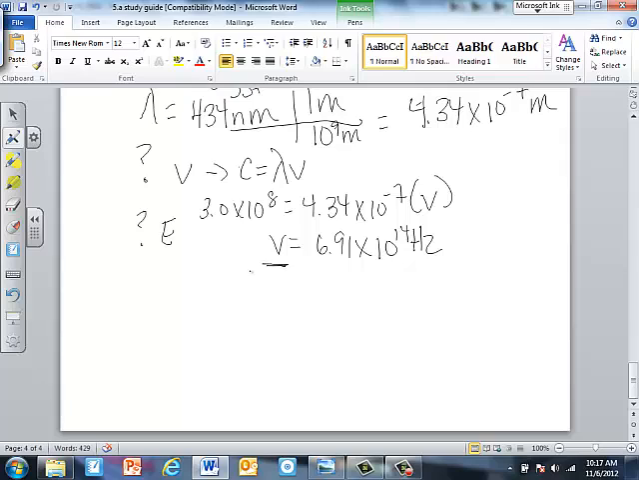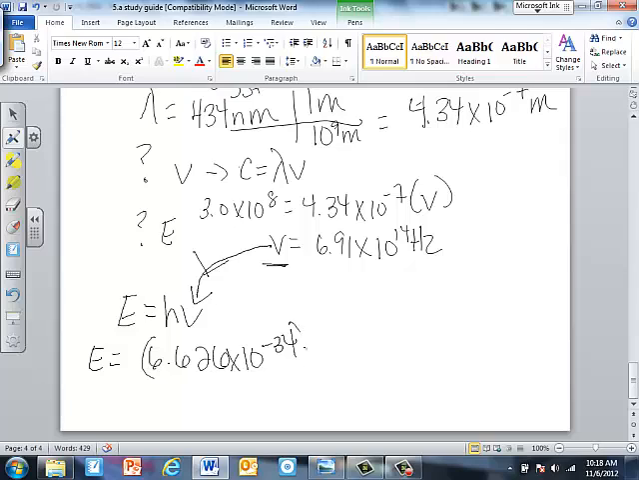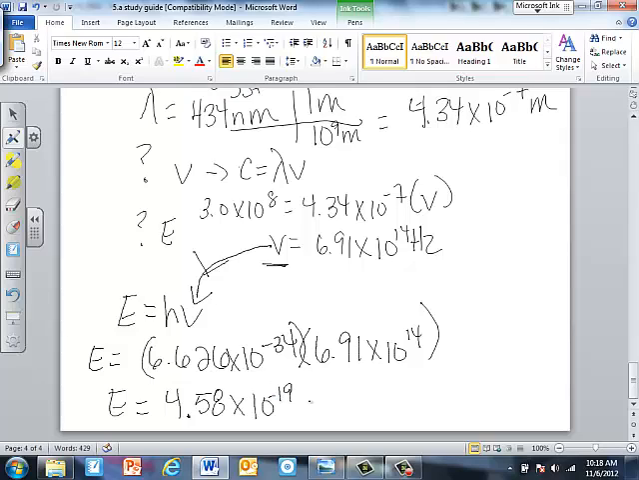Then we take that frequency and we plug it into E equals hv. Okay, so it's the same frequency. We're going to plug it in here just like we did with the first one. We're looking for energy, 6.626 times 10 to the negative 34th times 6.91 times 10 to the 14th. We simply multiply. Don't forget to use parentheses or you will not get the correct exponent. 4.58 times 10 to the negative 19th joules.